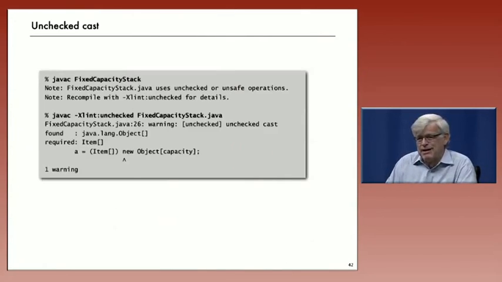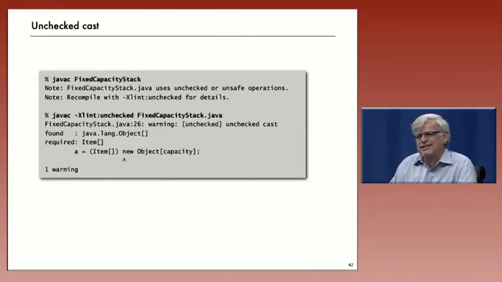So now when we compile this program, we get a warning message from Java that says that we're using unchecked or unsafe operations, and we should recompile with -Xlint=unchecked for details. So we can go ahead and do that, and it says that you have put in your code an unchecked cast, and we're warning you about that because you shouldn't be putting in unchecked casts.